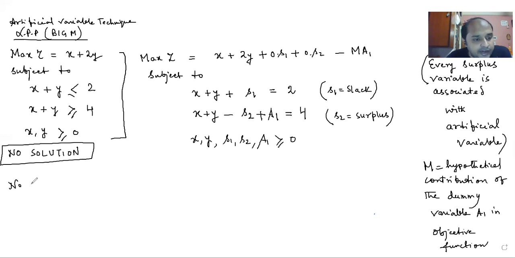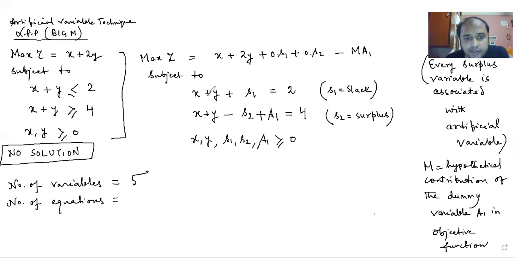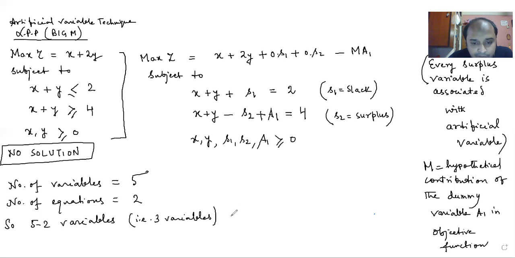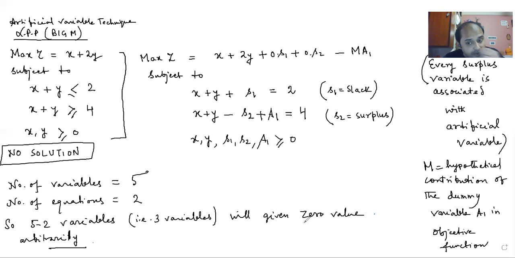Now, number of variables, in this case you can count them to be 5, and number of equations, how many equations are there? It is 2. So 5 minus 2, that is 3 variables, will be given 0 value arbitrarily.